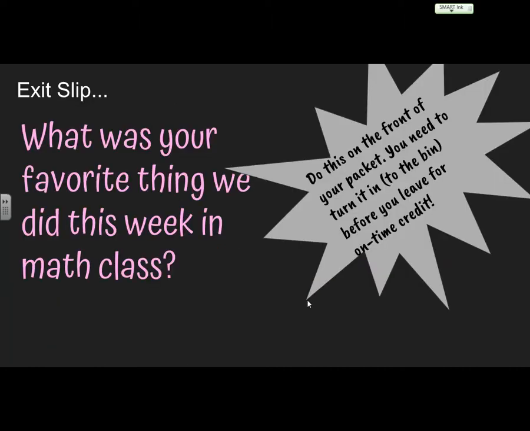All right. At the end of the period, your exit slip is going to be, what was your favorite thing we did in math class this week? You're going to write this on the front of your packet, and then you're going to turn your packet into the block 2 bin before you leave in order to get on-time credit. If you turn it in without a name on it, it is automatically going to be late credit. Don't be that kid. All right?